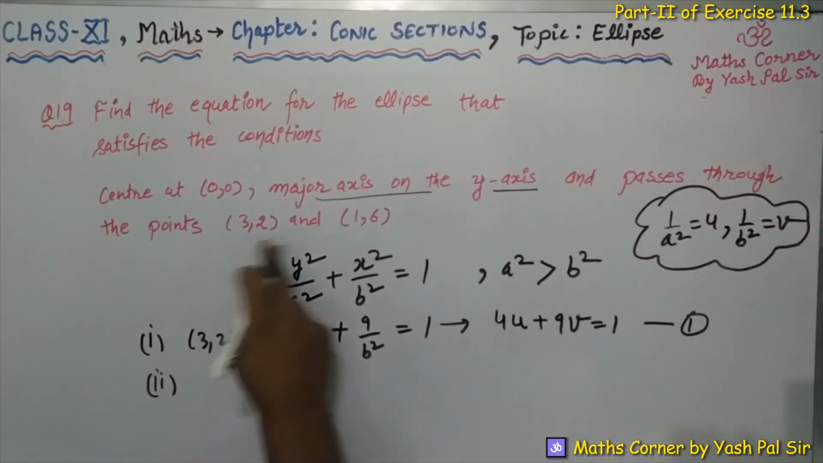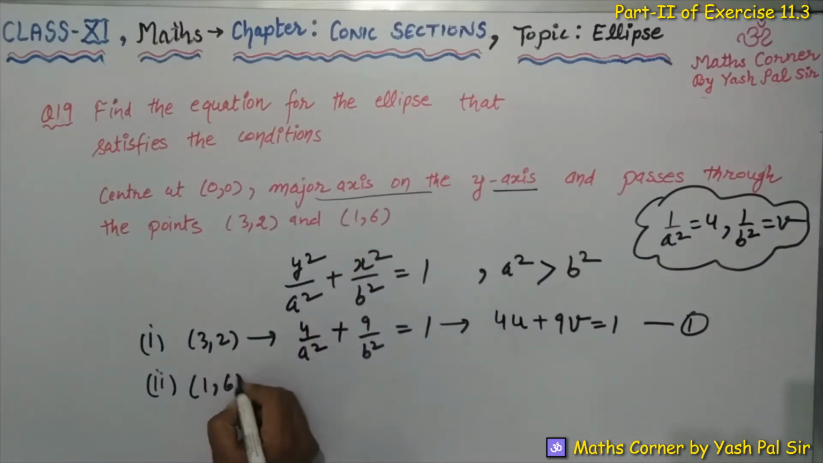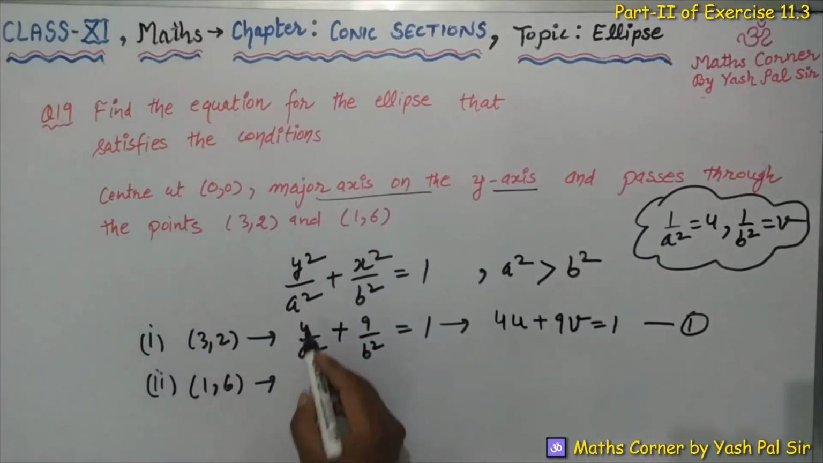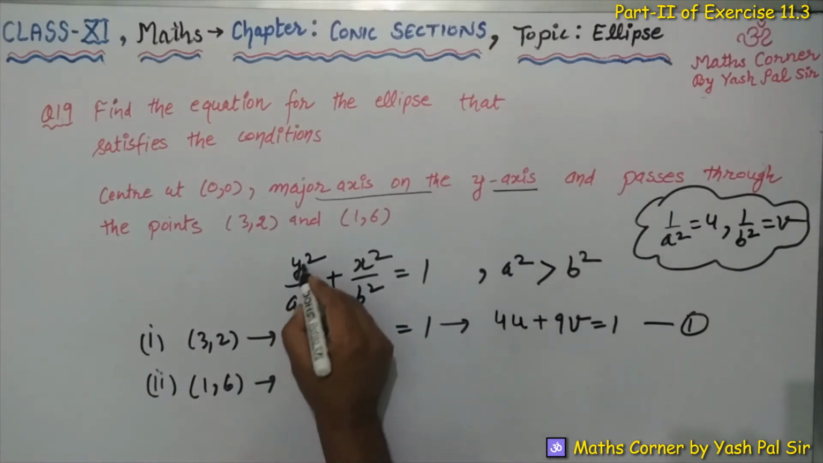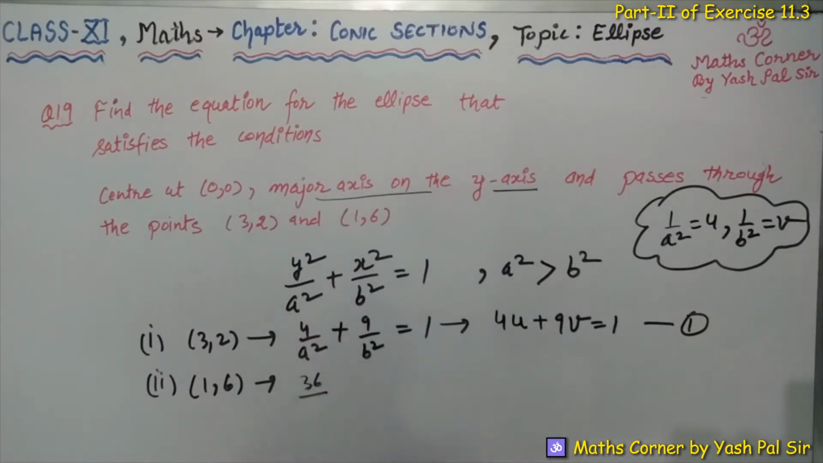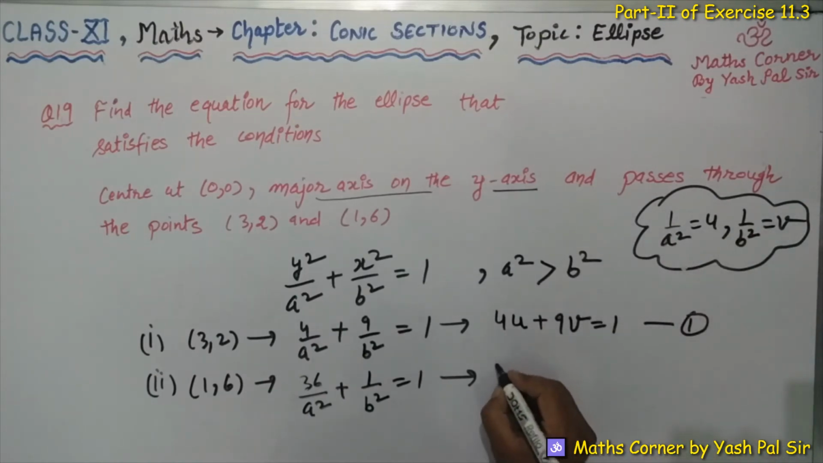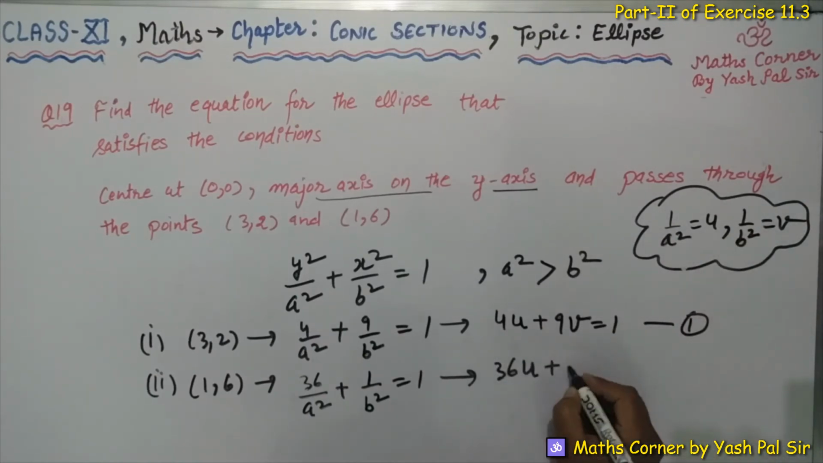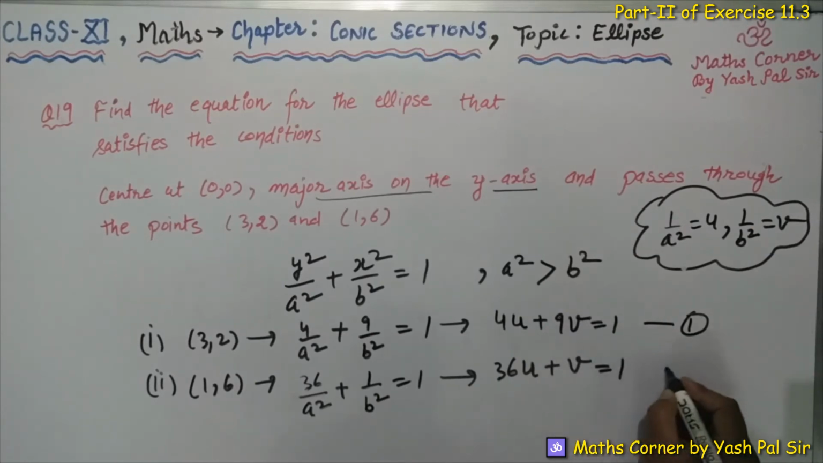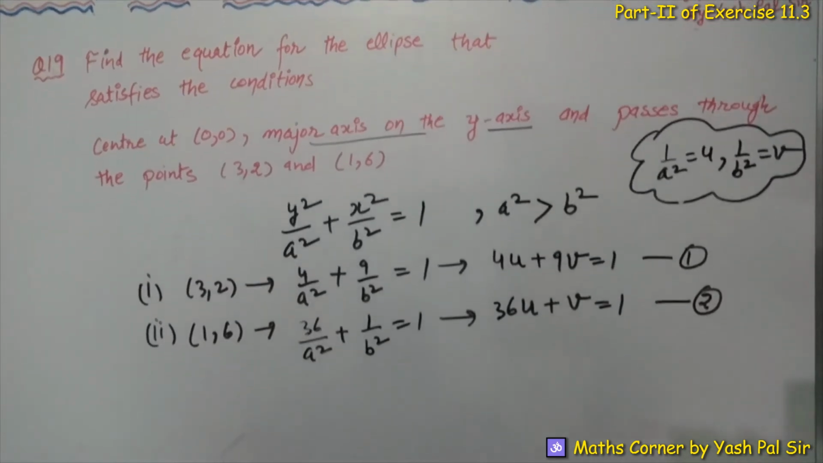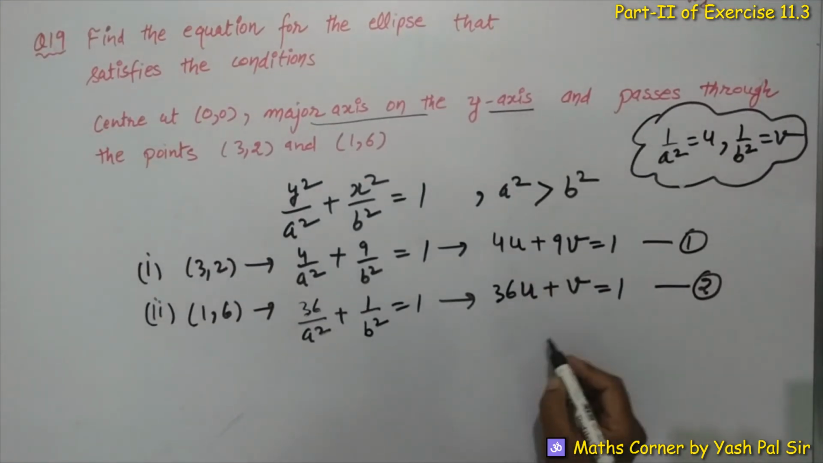Second, this passes through (1, 6). So we substitute here x is 1, y is 6, 6 squared is 36, so 36 upon a square plus 1 upon b square is equal to 1. So from here again 1 upon a square is equal to u. So 36u plus v is equal to 1, equation number 2. We just solve these two equations now.